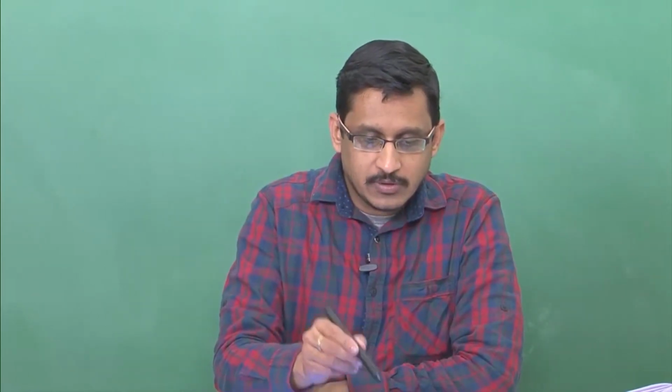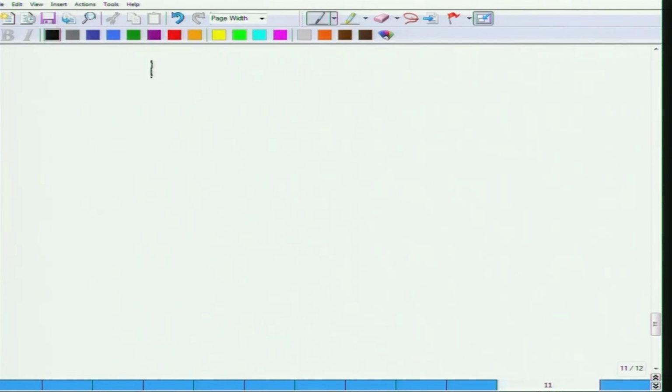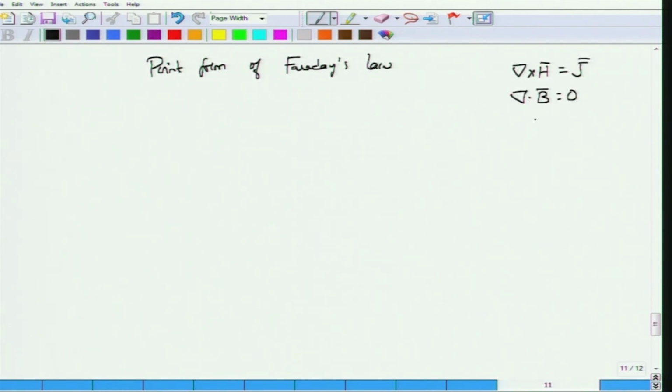Okay. So now we want to develop the point form or differential form of Faraday's law. Okay. So I want to develop this one because I want to complete Maxwell's equations. So this is the third Maxwell's equation that we are looking at. We already have the relation which says del cross H is equal to J, right, the current density J, and then we have del dot B equal to 0, del dot D equal to rho v. We also have del cross E is equal to 0, right. We had del cross E equal to 0 because this was for the electrostatic case.